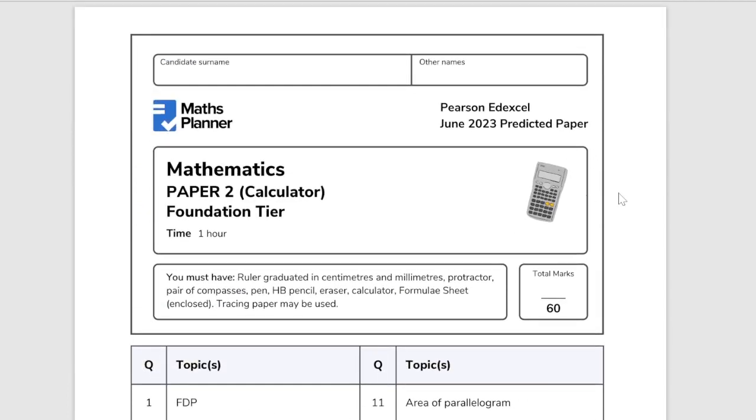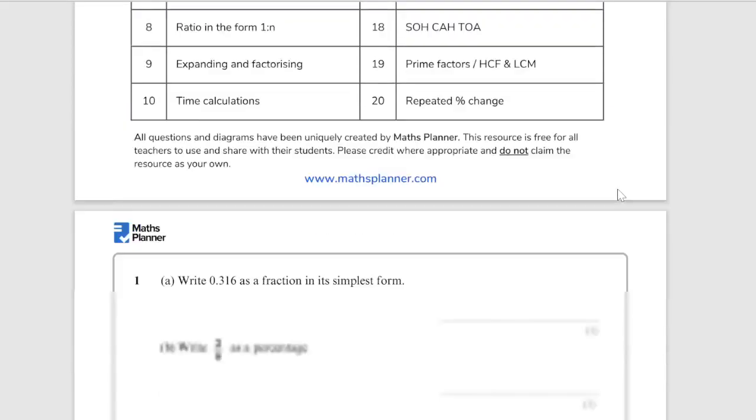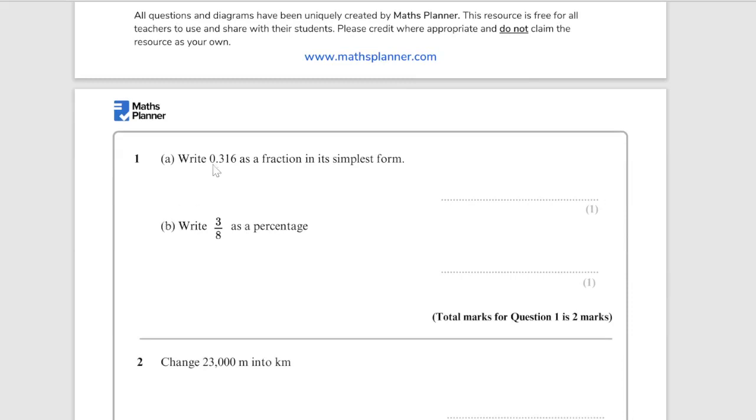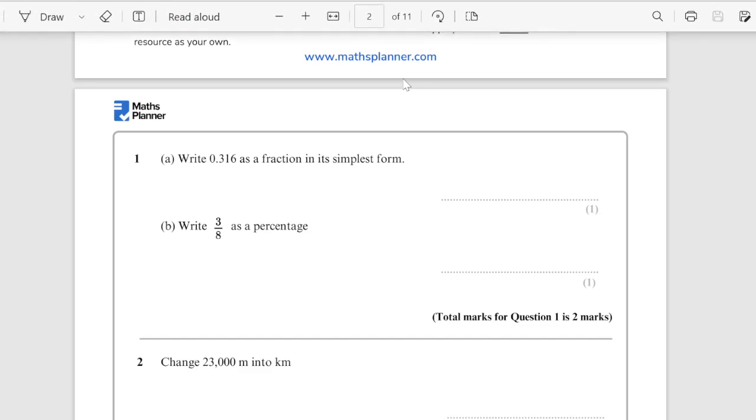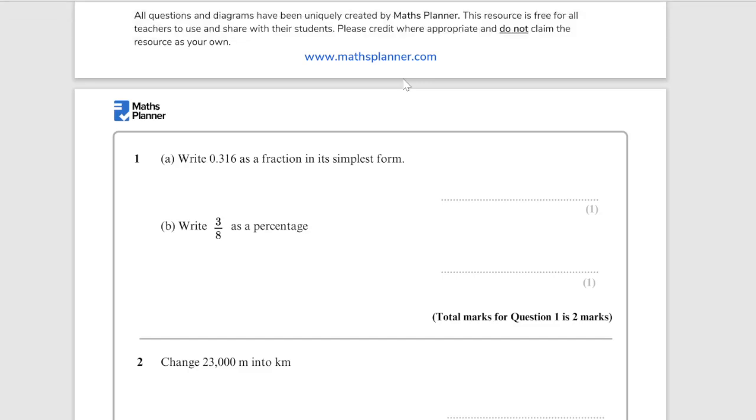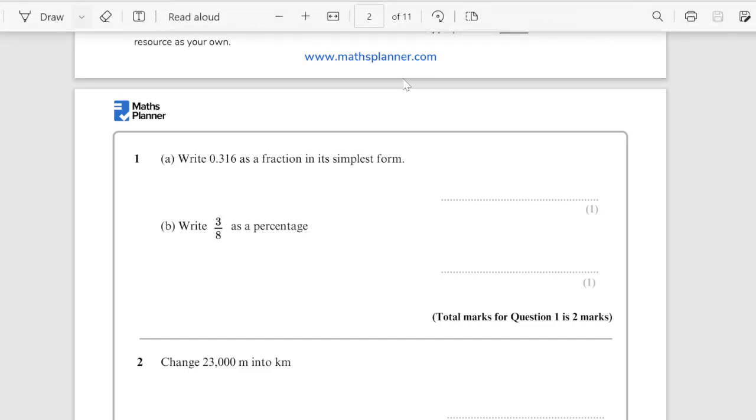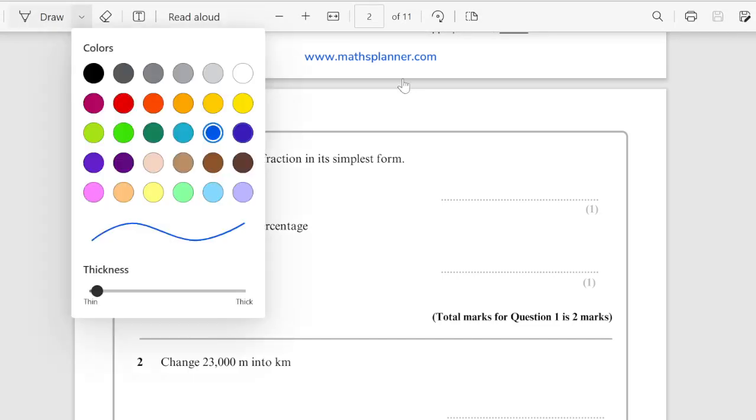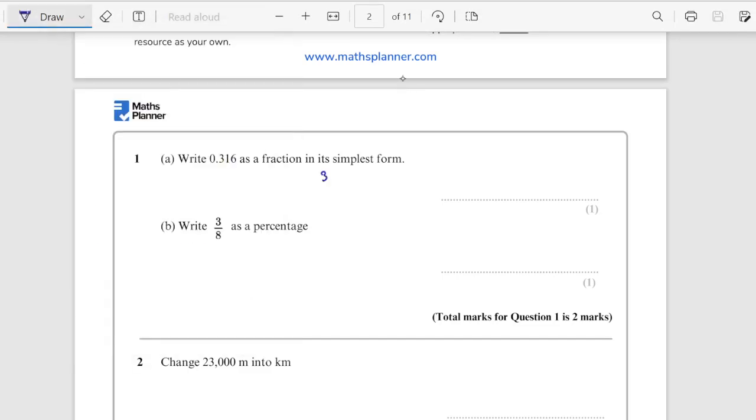Right, so we'll crack straight off with question one. Write down 0.316 as a fraction in its simplest form. So we're on a calculator paper. If I was describing it, I would say it was 316 thousandths, which means I can write it as that fraction. So I'm going to start with 316 thousandths.